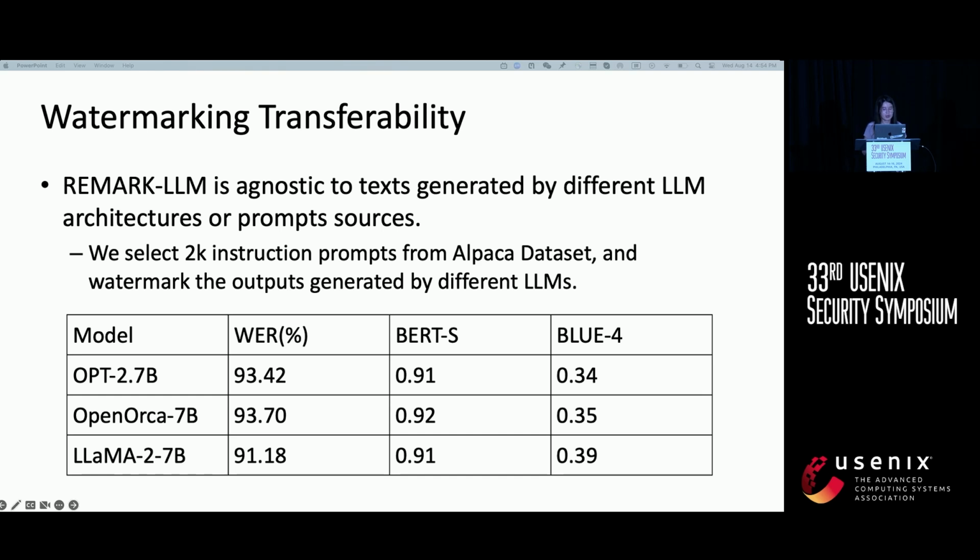And it also showcased its transferability and is agnostic to text generated by different large language model architectures or prompt sources. Again, with the model trained on the HC3 dataset, we watermark texts generated by OPT, OpenOrca, and the Llama model. They are prompted with 2K instruction prompts from the Alpaca dataset. And the results also demonstrate a similar level of watermark extraction rates, as well as semantic preservation and coherence preservation.